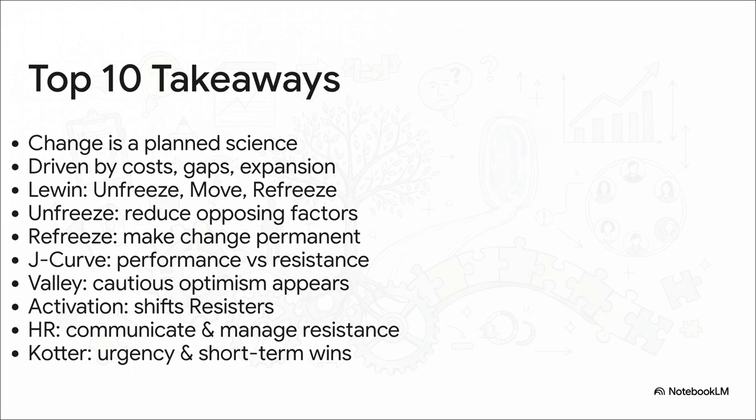6 and 7, the J-curve proves that performance absolutely will drop before you hit that valley of cautious optimism. 8, use activation strategies to pull your people up that curve. 9, HR is the ultimate communicator and resistance manager. And 10, Cotter is your blueprint for urgency and those vital short-term wins. These 10 facts interlock beautifully to help you ace your test.